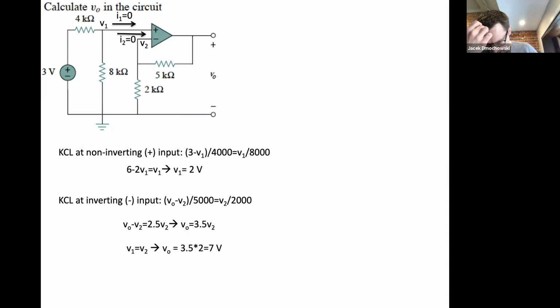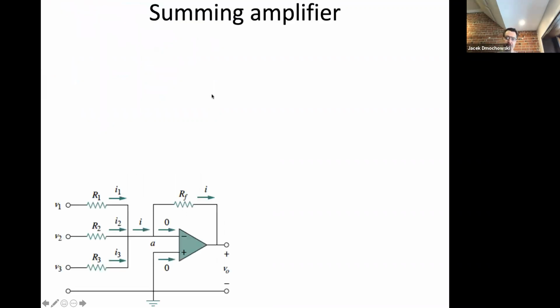So these questions are actually not too bad as long as you just correctly apply those ideal assumptions, namely that V1 and V2 are equal to each other and that there's no current flowing into the op amp. All right. So let's work through the summing amplifier and then we can call it a day.